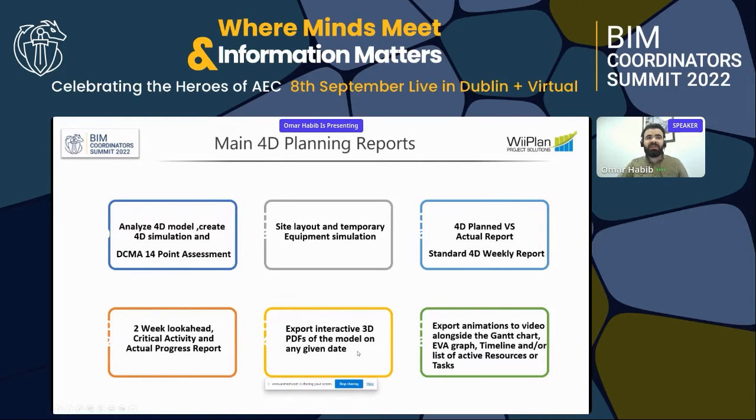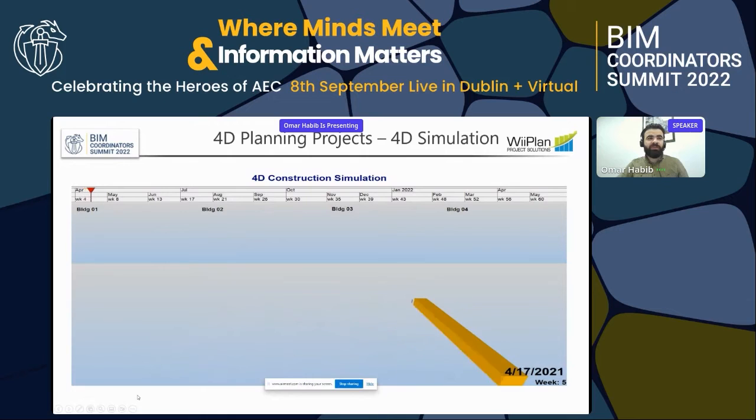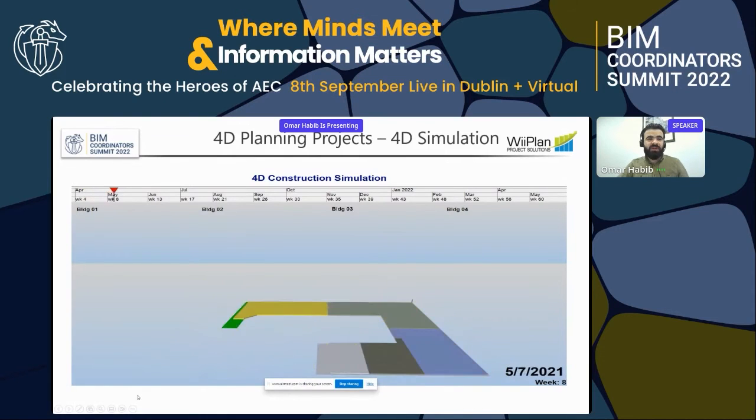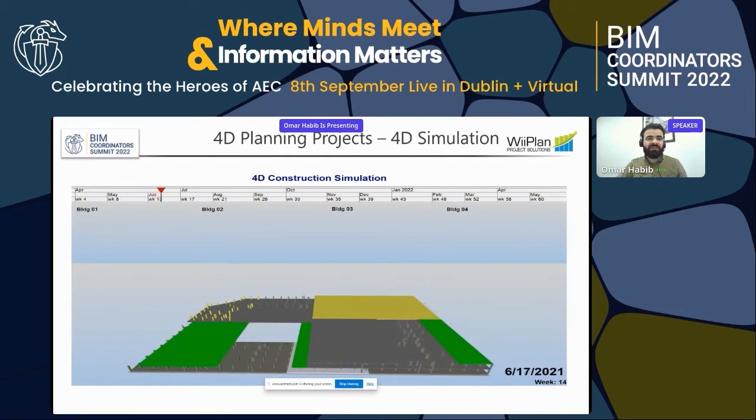So these are the major or main 4D planning reports which a typical 4D planner does every week, every month, every quarter. Now, one of the examples for a 4D planning project: this is one of the biggest projects which I made before. You had a big area in terms of basement. You have now, you know, the sequence.